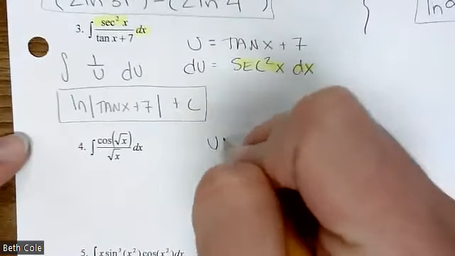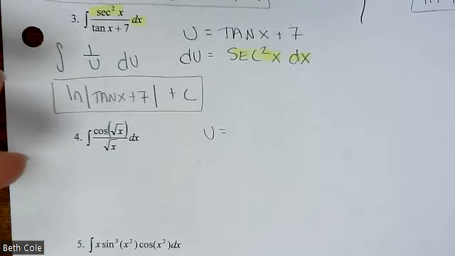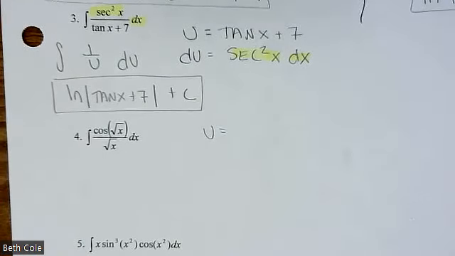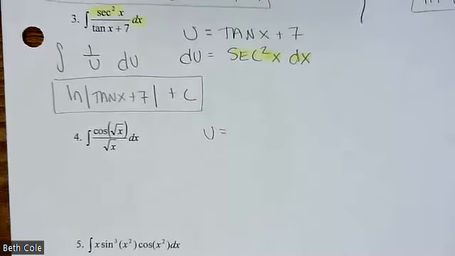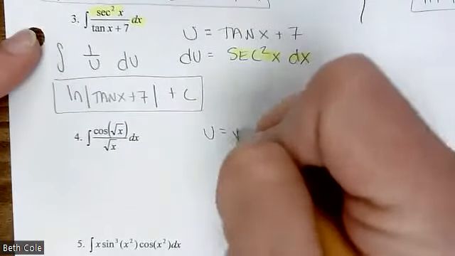What do you want to try and let u equal for number 4? So let's talk through that. If you let it equal cosine, what's the derivative of cosine? Is there a negative sign of something in the problem? No, so that won't fit together like puzzle pieces. You think through that. What's the derivative of what I'm taking? Does that show up in the problem? Square root of x. Good.